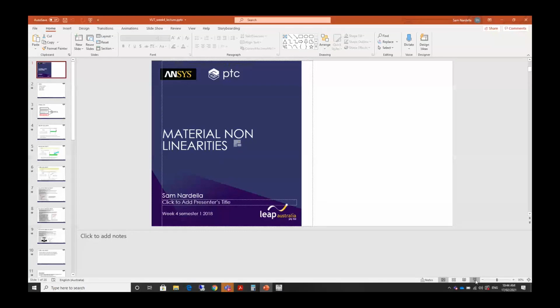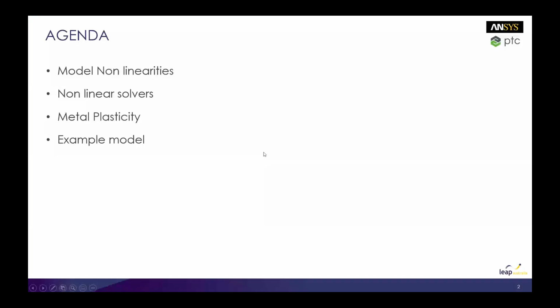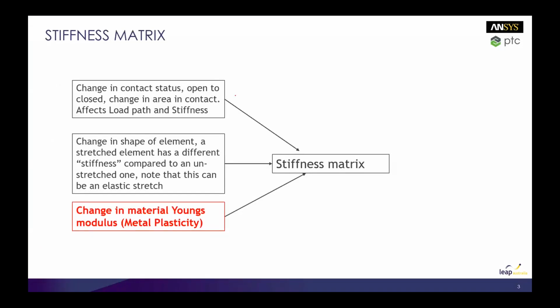Okay, all right, so this was the agenda. Coming back to my point here, the three things that contribute to the stiffness matrix are: changing contact status, so any non-linear contacts will mean your stiffness matrix is non-linear and always changing; and change in the shape of an element.